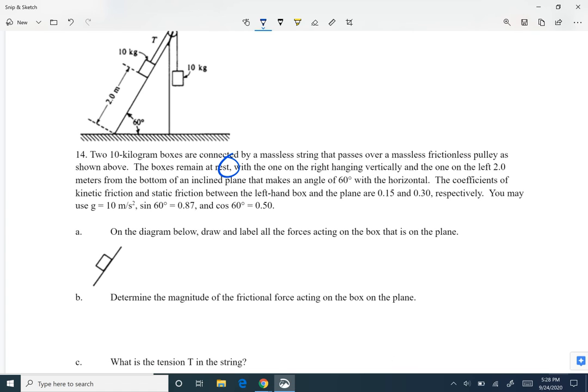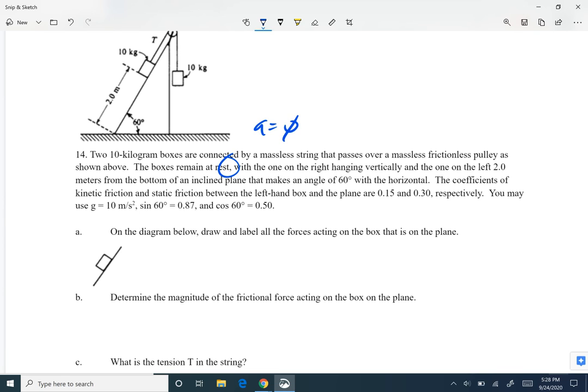Okay, so at rest, that means that our acceleration is 0, right? With one hanging vertically and the other one on the inclined plane, which is at 60 degrees. The coefficient of kinetic friction is going to be 0.15. The coefficient of static friction is going to be 0.3. But given us both, we need to know which one to use. You may use g as 10, sine 60 as 0.87, and cosine 60 as 0.5.